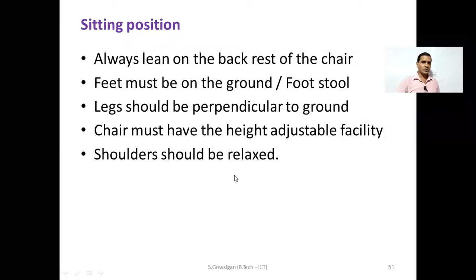Okay, last one. Shoulders should be relaxed, right? So whenever you are sitting at a chair, make sure your shoulders are not tight. You keep them relaxed, right? So relaxed shoulders is also important. Okay, right? So have a look at these things.